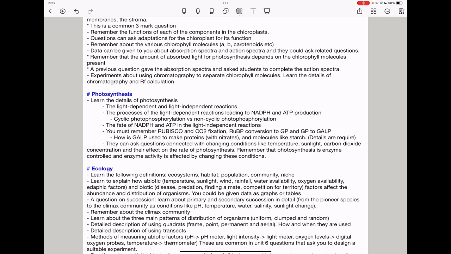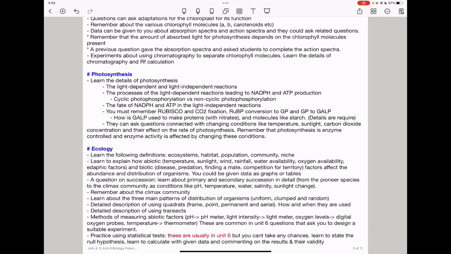They can ask questions connecting the changing conditions like temperature, sunlight, carbon dioxide concentration, and how these changes affect the rate of photosynthesis. So fully understand detailed explanation of how changing these conditions affect the enzyme-controlled reactions, including those of the light-independent reactions. Moving on to ecology, you need to learn the following definitions.